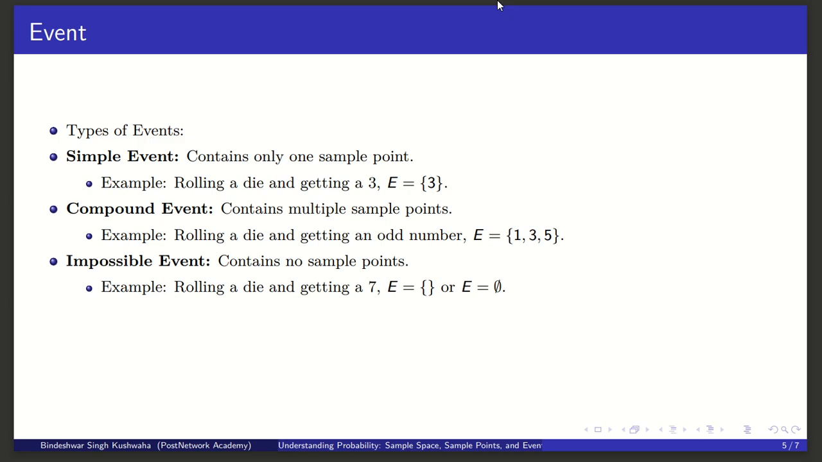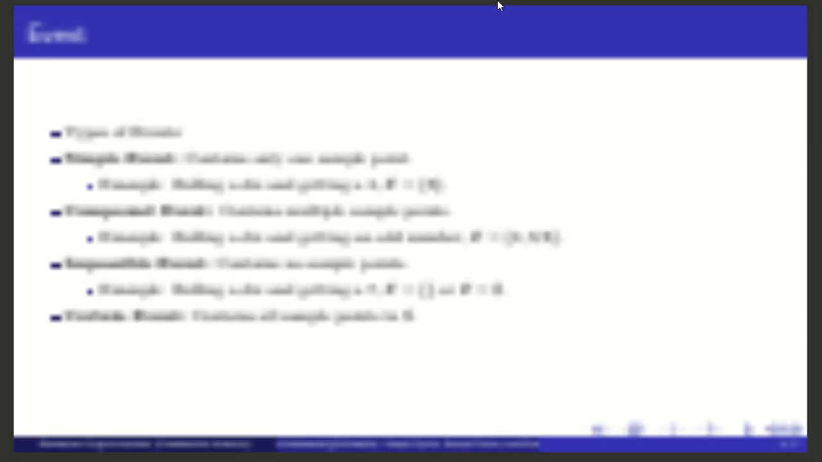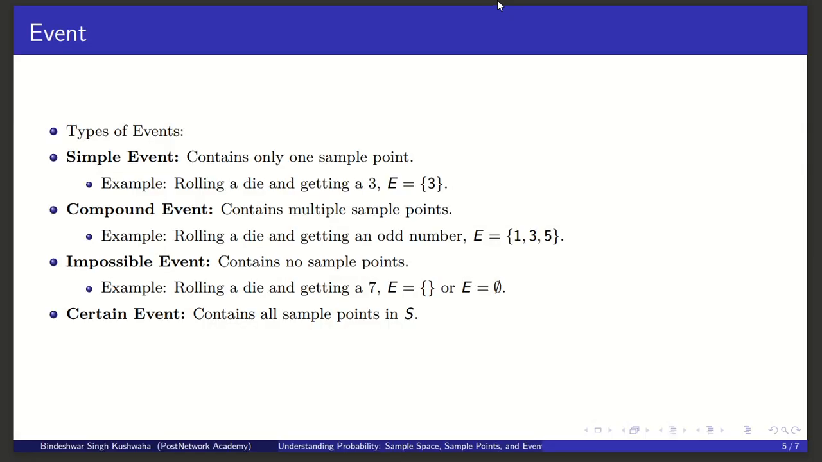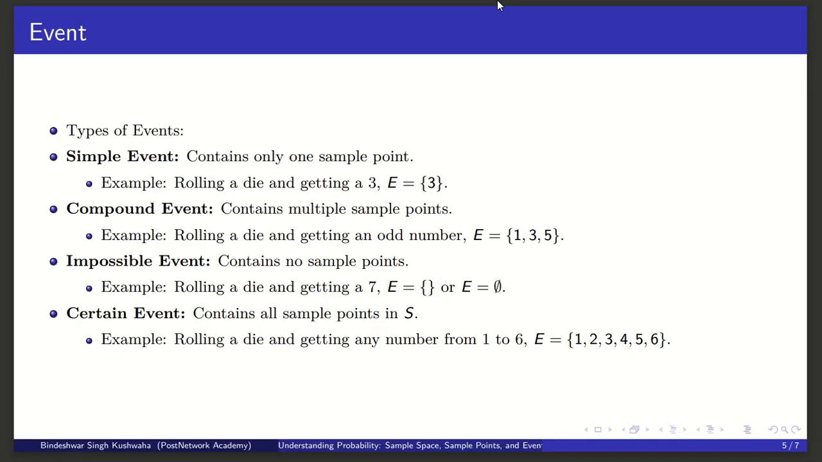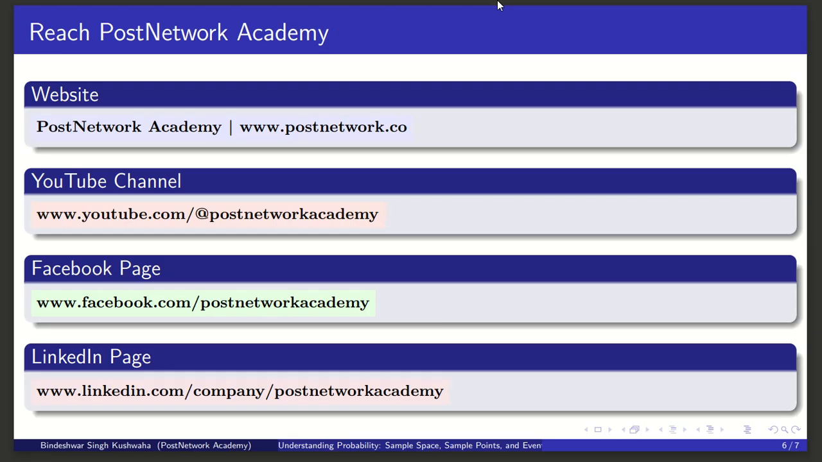An impossible event you will write as phi, or you can say the empty set. A certain event contains all sample points. Basically that event is {1, 2, 3, 4, 5, 6}, so any number from 1 to 6 will always come. So that is a certain event, 100% chance that either 1, 2, 3, 4, 5 or 6 will come.